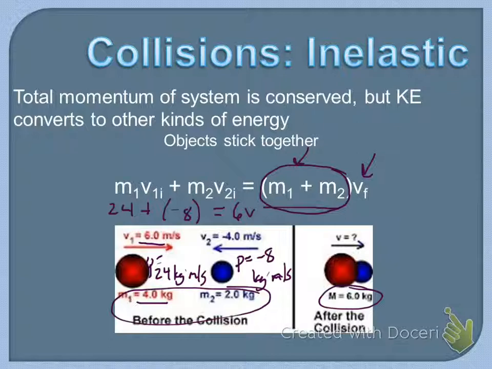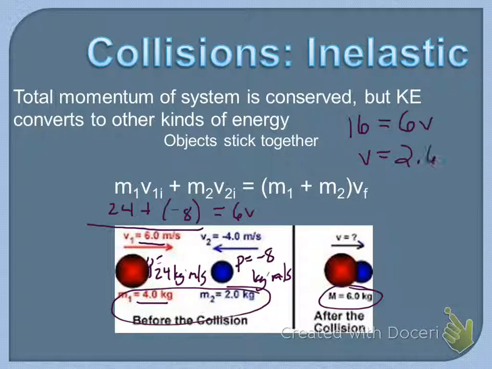So now this is a matter of solving for V. I'm just going to erase so it doesn't look quite so messy. Now we have 24 plus -8, which is 16, equal to 6V. So we divide both sides by 6, and 16 divided by 6 gives us a final velocity of 2.67 meters per second with rounding.